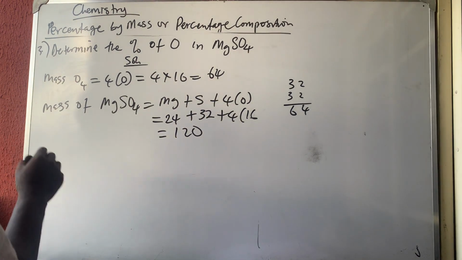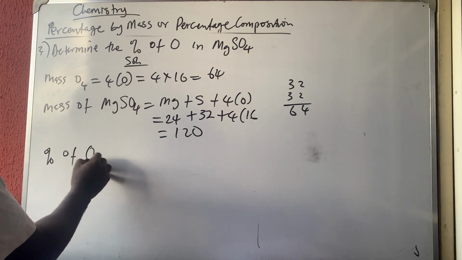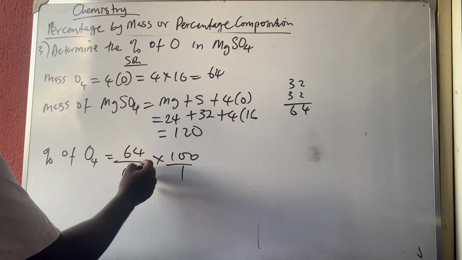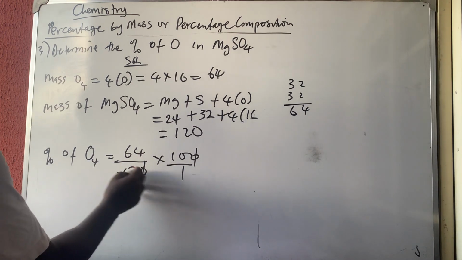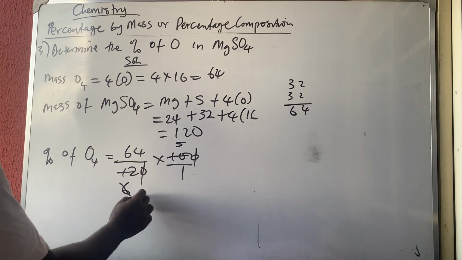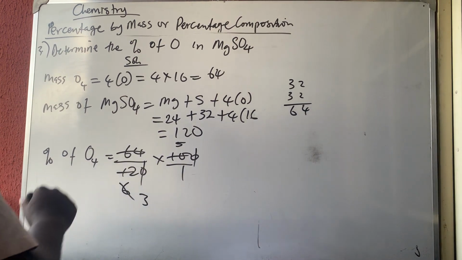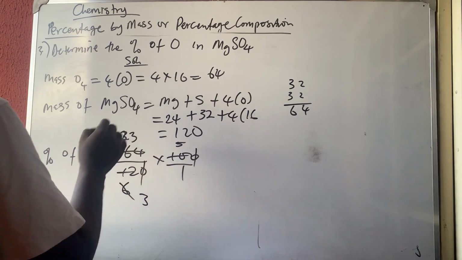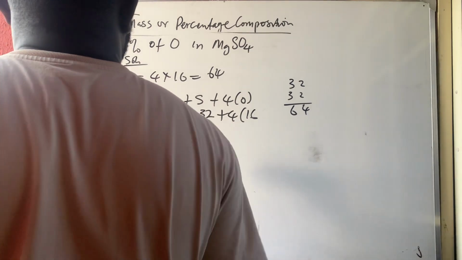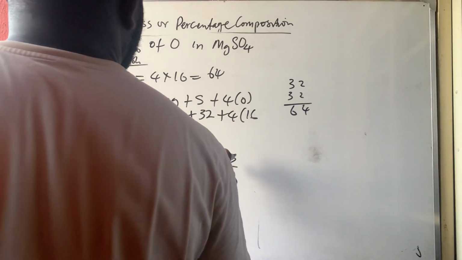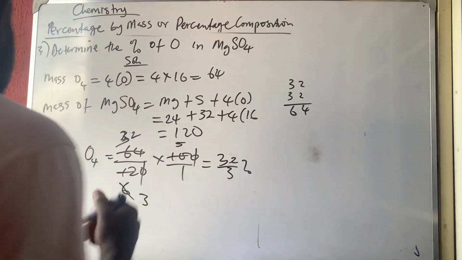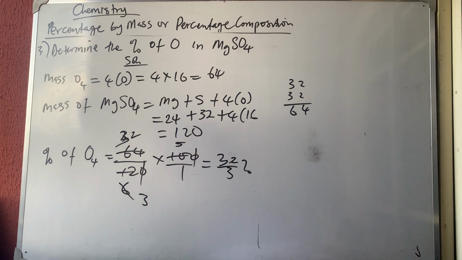So therefore, the percentage of O4 will now be what? 64 over 120 times 100 over 1. 2 here is 6, 2 here is 5, 2 here is 3. So that is what? 32 over 3%. So press 32 over 3 and give me the answer in percentage.